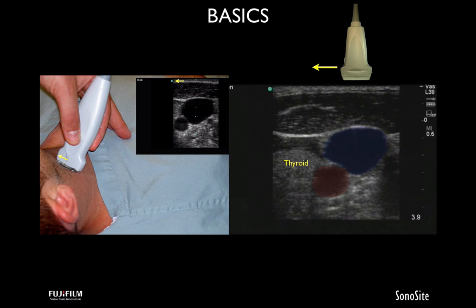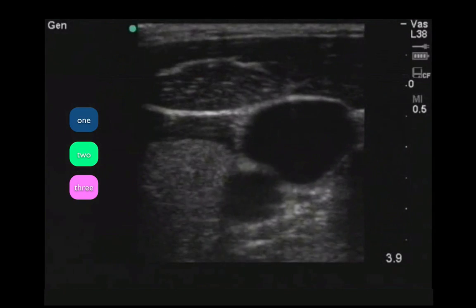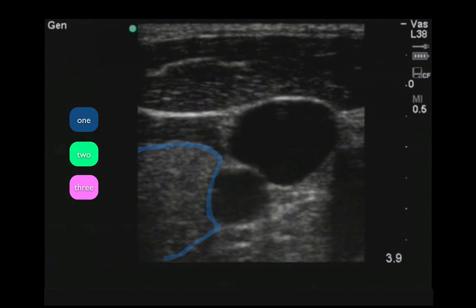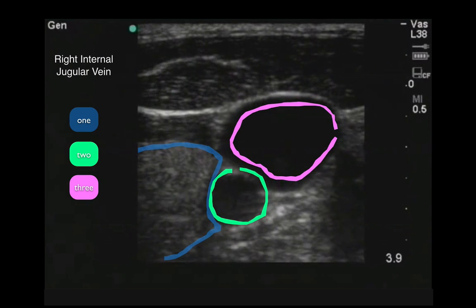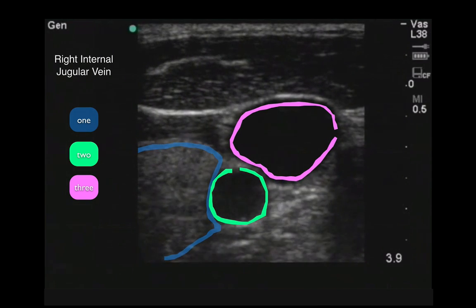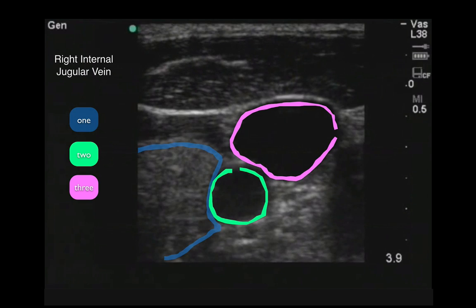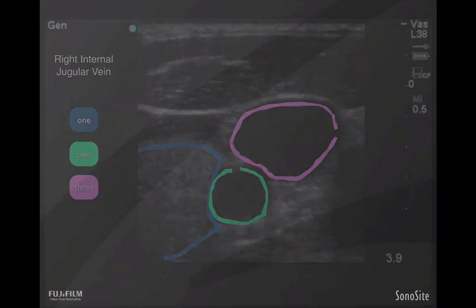If you move the probe to the left, everything on the screen should move more medial. So this is nice to get a basic understanding of where you are. And again, let's do that one more time. Let's start with the thyroid, and then the carotid, and then the IJ. So again, this is the right internal jugular. You're looking down the patient, and you have a clear view. You can see the sternocleidomastoid right on top.